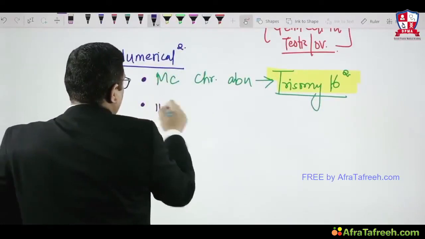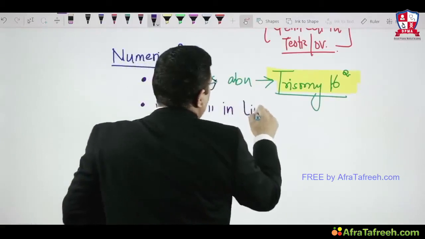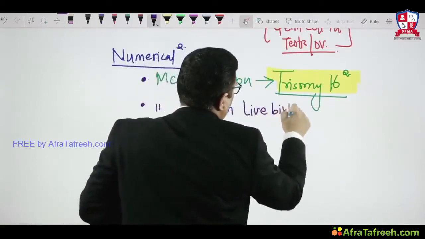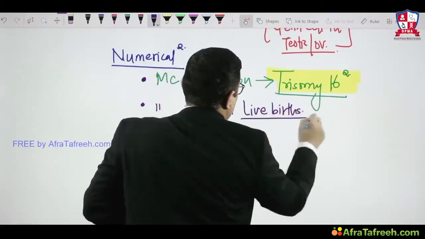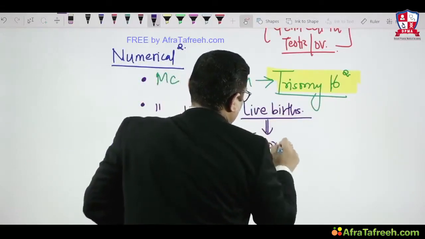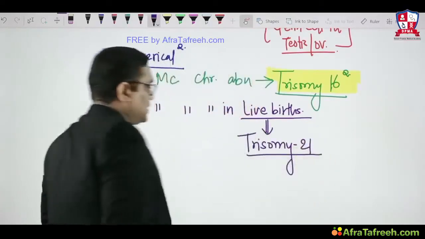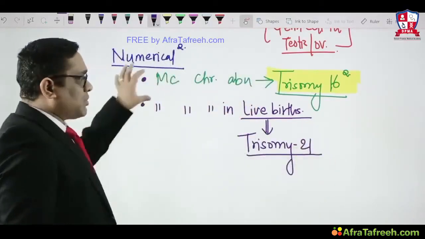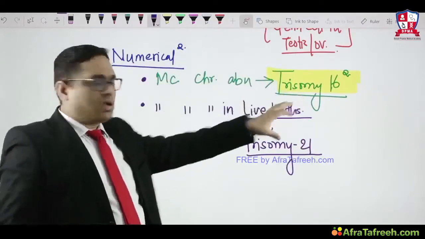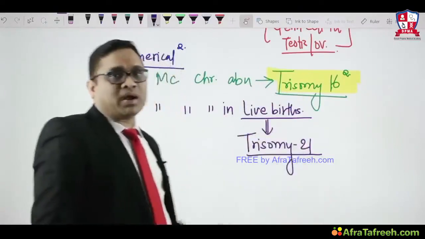So that is why, when the language is most common chromosomal abnormality in live births, then your answer should be trisomy 21, which is called Down syndrome. Most common chromosomal abnormality is trisomy 16; most common chromosomal abnormality in live births will be trisomy 21.